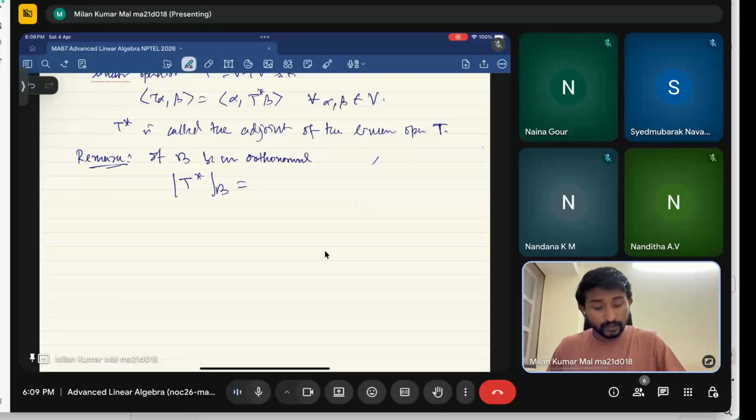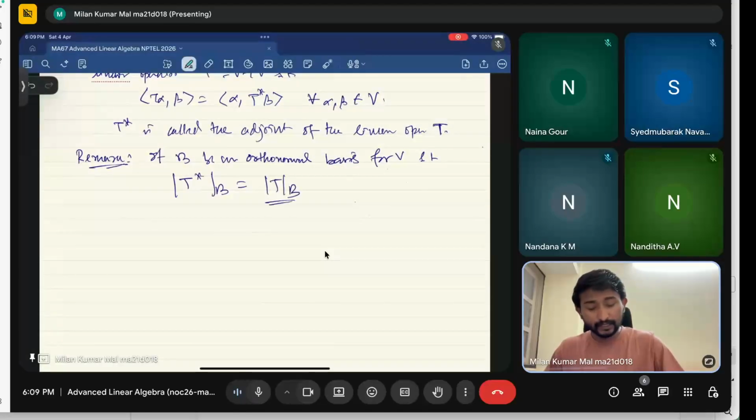Orthonormal basis. An orthonormal basis is an ordered basis where the elements are orthogonal to each other. Orthogonal basis for V such that the matrix of T with respect to B.